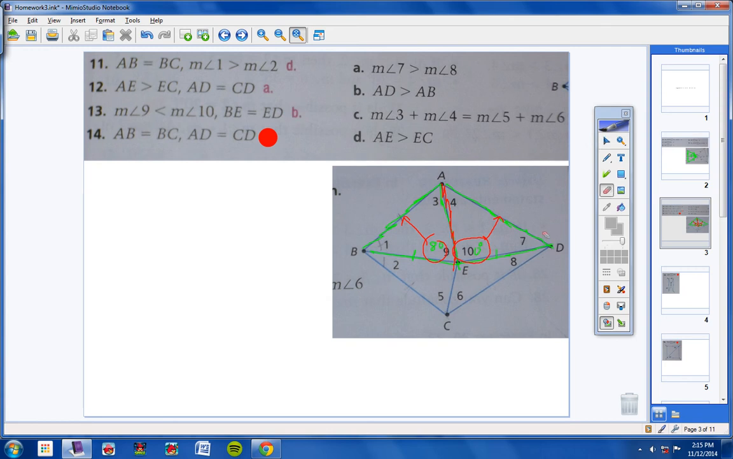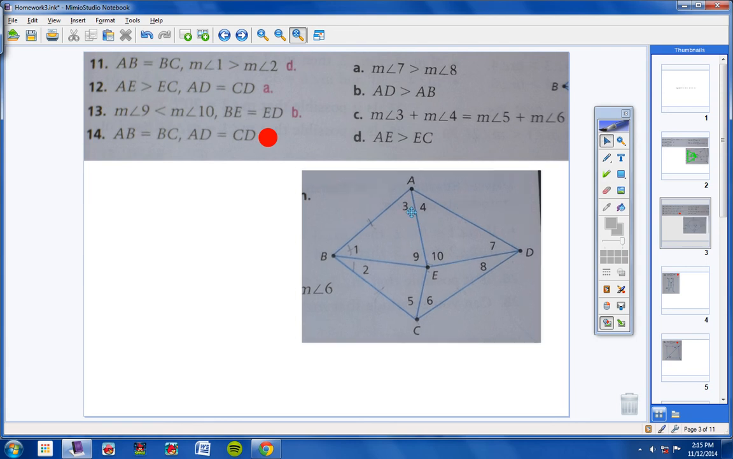Okay, here we go. Now number 14 I thought was pretty tough myself, but maybe you guys will think it's easy, I don't know. And maybe there's more than one way to do it. AB equals BC. AD equals CD. Now here's what I did. Watch this carefully. I'm going to draw a line straight through here and forget everything else. Okay? Now watch this.